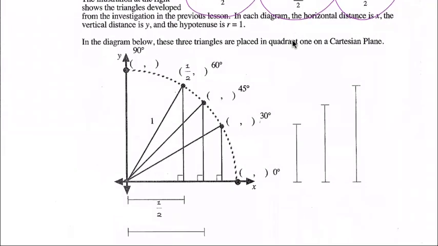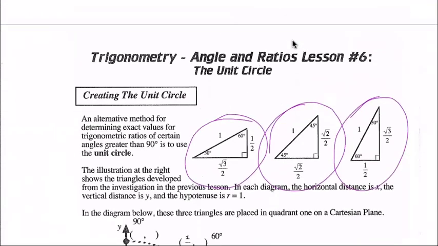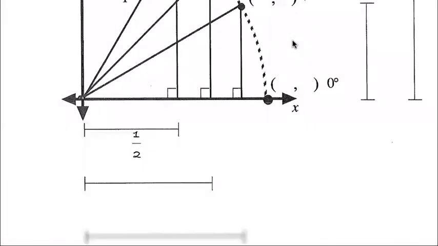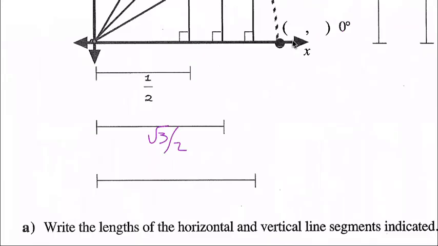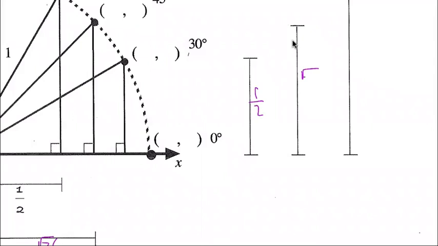Okay, so below, it says in the diagram below, these three triangles have been placed in quadrant 1 on the Cartesian plane. So you can see the three triangles, 1, 2, 3. So we basically just need to transpose the information that we got from those triangles onto this circle. So if we fill in all of our blanks, our 45-degree triangle had a length or an x value of square root 2 over 2, and our 60-degree triangle is 1 over 2. So down here, this is going to be root 2 over 2, root 2 over 2. And this was root 3 over 2. And our y values accordingly: 1/2, root 2 over 2, root 2 over 2, root 3 over 2.